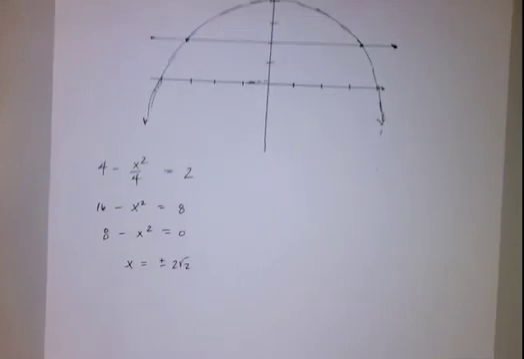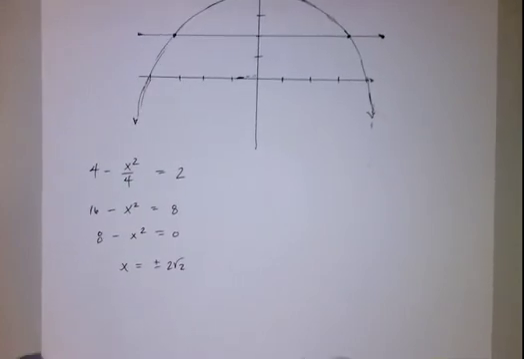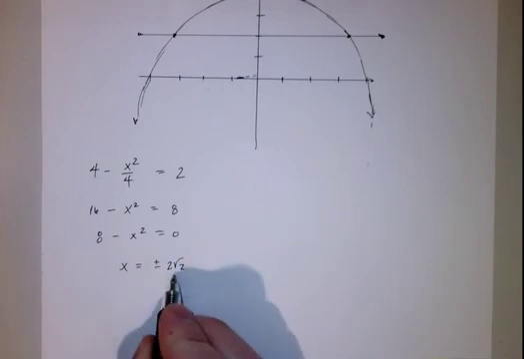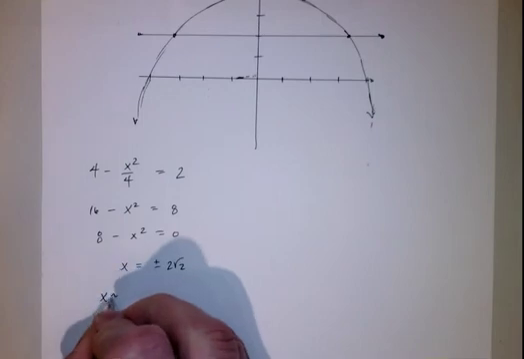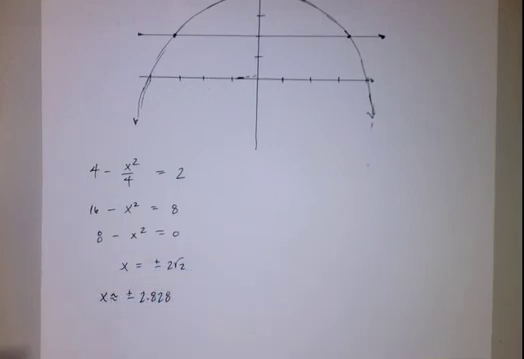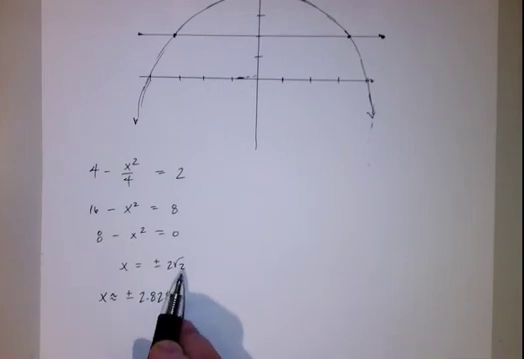Now, 2 root 2 we could approximate. We don't have to. I think we'll just go ahead and put it in our limits of integration like that. But, for the sake of the future, I'll go ahead and remind you that that approximates to 2.828 because root 2 by itself approximates to 1.414.